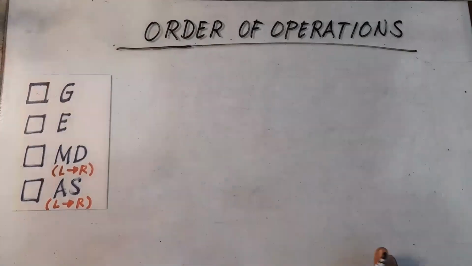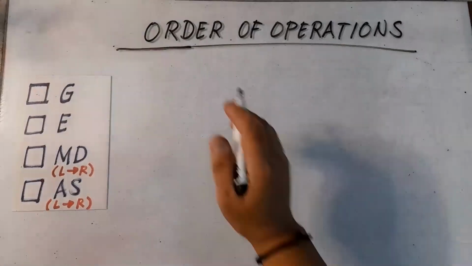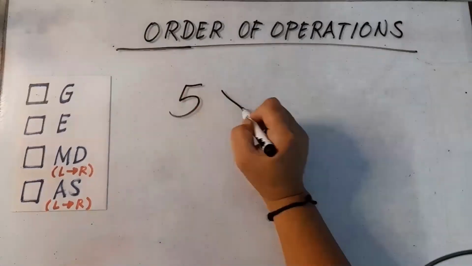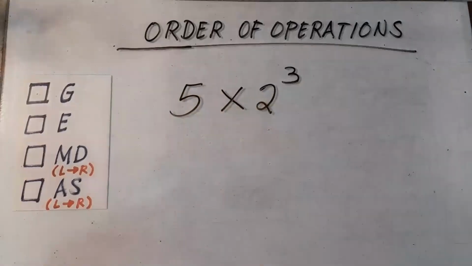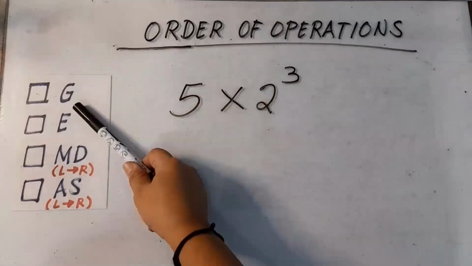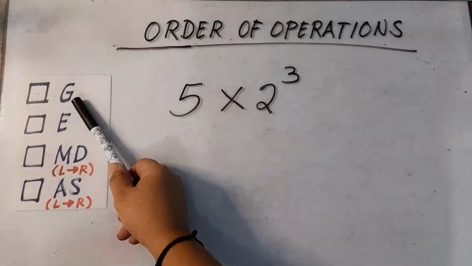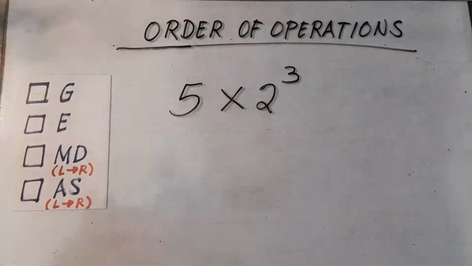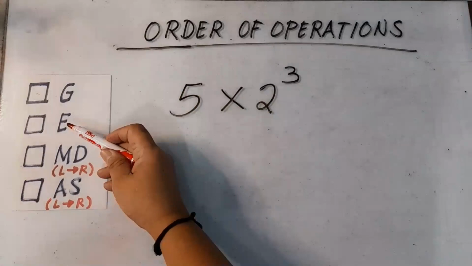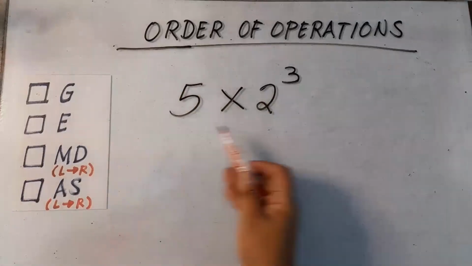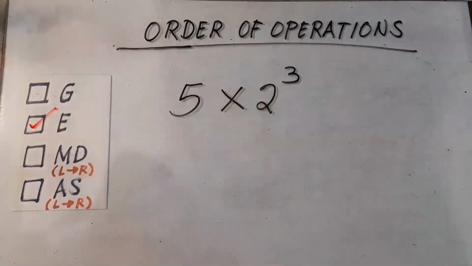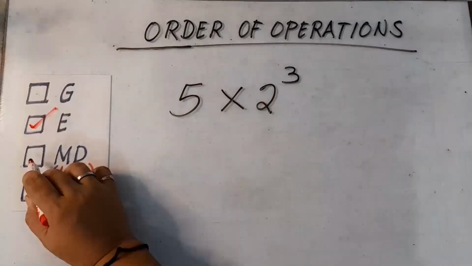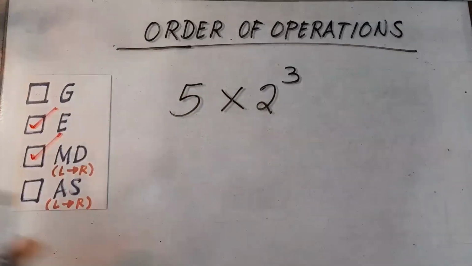Paano naman kung halimbawa ang expression natin ay ganito? We have 5 times 2 raised to 3. So, titignan natin yung ating order of operation na checklist. Do we have a pair of grouping symbols? Wala. Ano ang susunod na checkin natin? Yung exponents or exponentiation. Do we have exponentiated expression here? Yes, we have. So, checkan natin yon. And aside from that, we also have multiplication. So, dalawa yung ating checkan dun sa ating GEMDAS checklist natin.